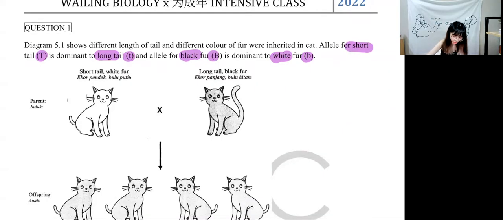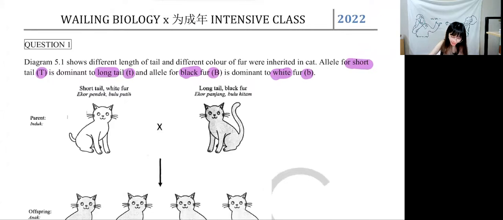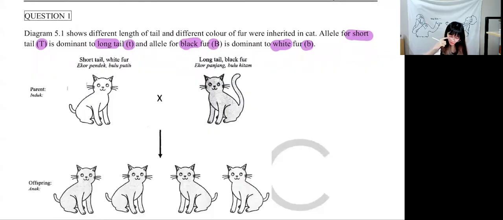So we can write down first whether this is hetero or homo. Okay, let's look at this diagram first. How do I know whether short tail is hetero or homo? We have to look at the children. Can you see all the children have short tail? It means the short tail parent will be 2 big T. Why is it not small t? Because long is recessive, 2 small t. Okay, we're going to draw the combination. If you don't understand, it's okay.